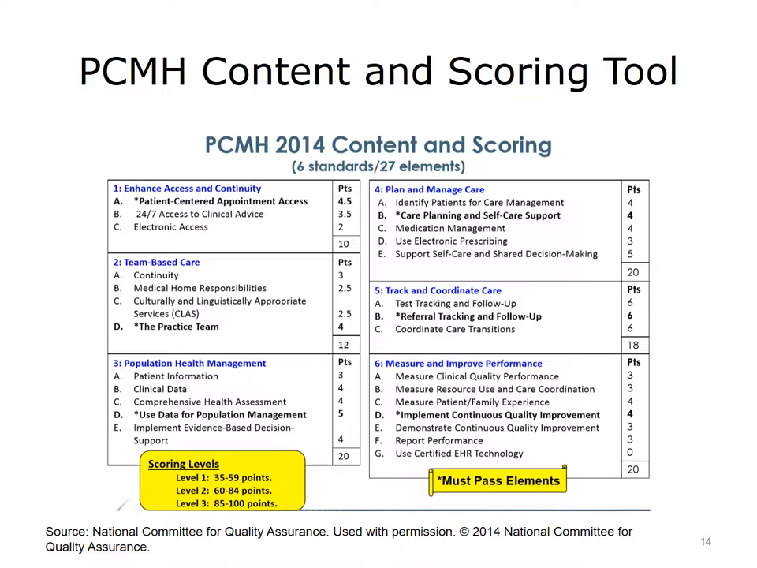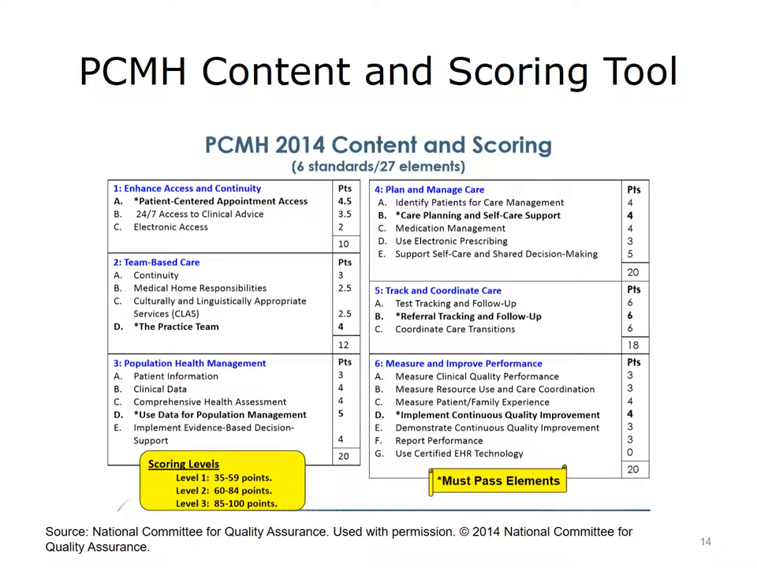1. Enhance access and continuity. 2. Team-based care. 3. Population health management. 4. Plan and manage care. 5. Track and coordinate care. 6. Measure and improve performance.